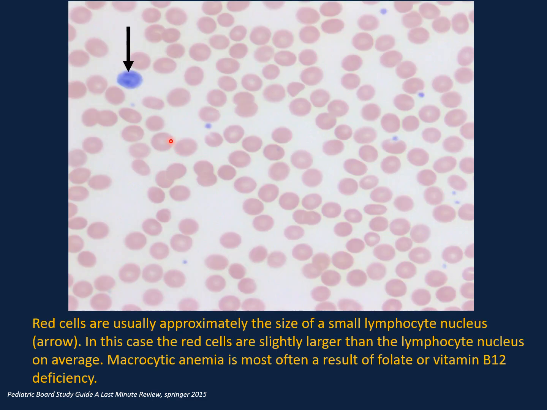The way to know if the red cell is small or large is by comparing the size of the red blood cell to the size of the nucleus of a mature lymphocyte. As you see here, this cell is larger than the nucleus of the mature lymphocyte. So this is a picture of macrocytic anemia, and this can be caused by folic acid or B12 deficiency.